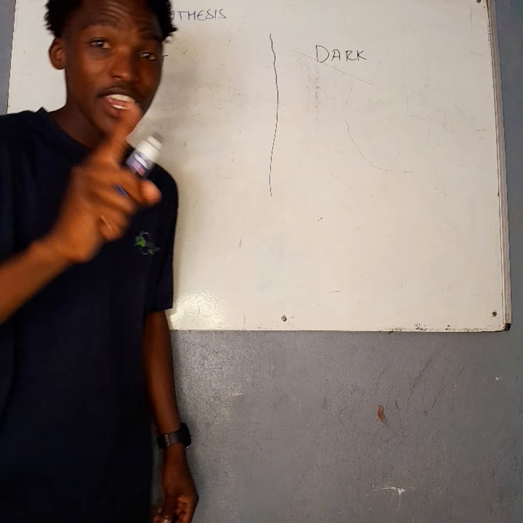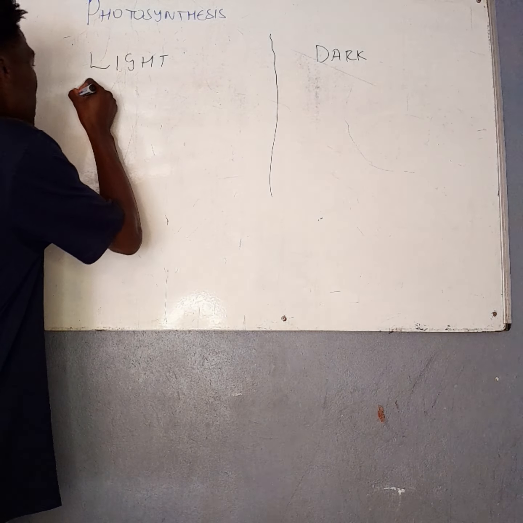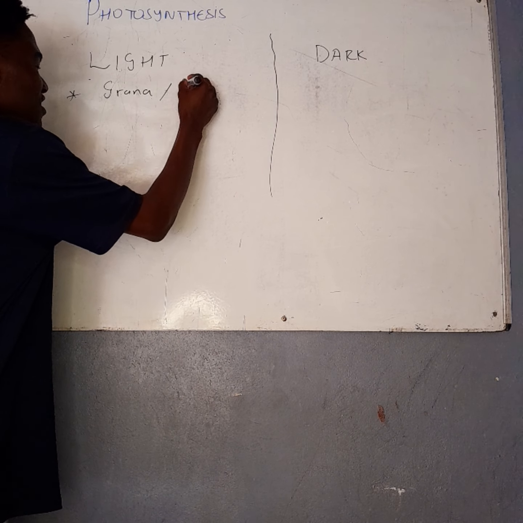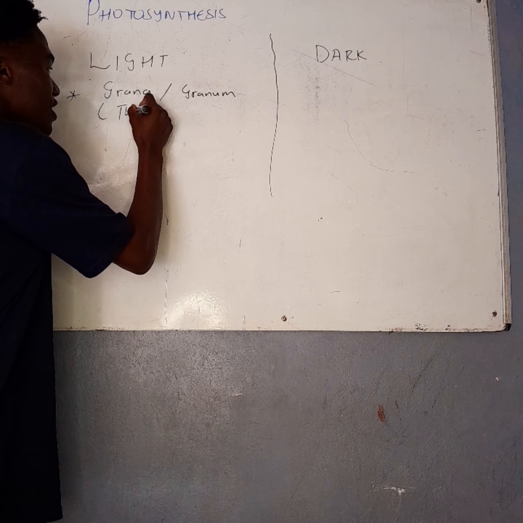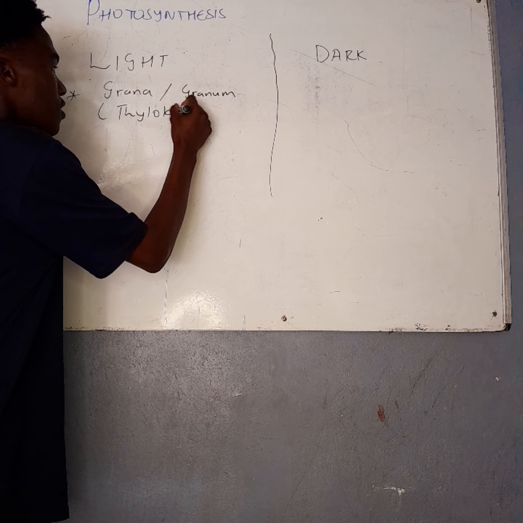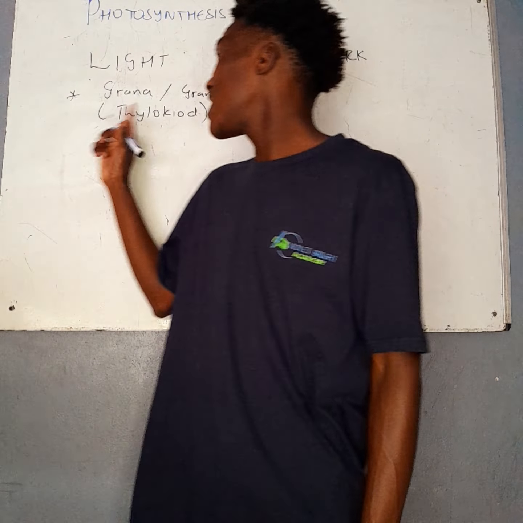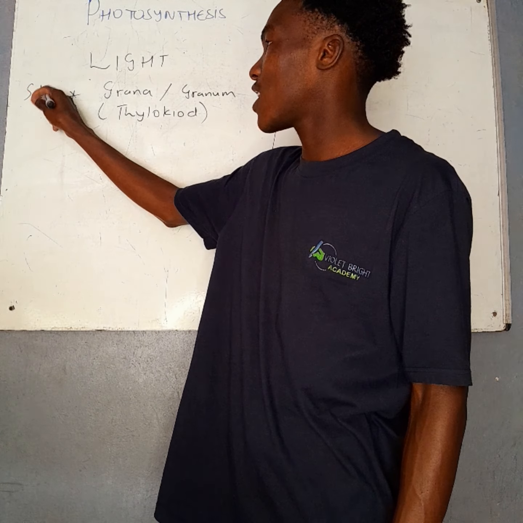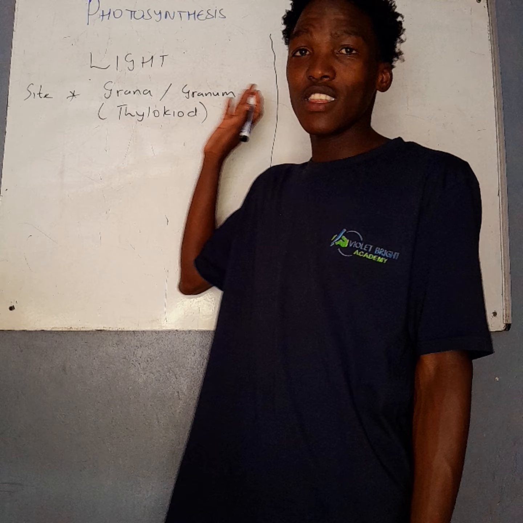So, in light phase, where does it take place? Remember, light phase takes place in the grana, or we can say in the granum for singular. So this is where the thylakoids are. So remember, in the grana is where the thylakoids are. So I'm just writing the site of the photosynthesis process. So it's in the grana.